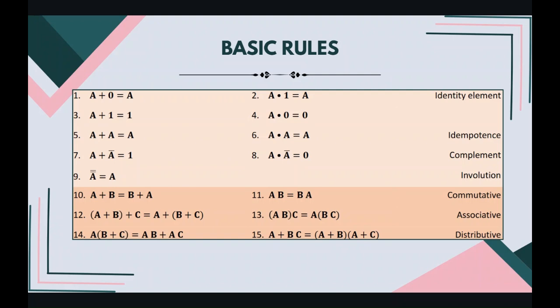Fifth, the commutative laws state that the order of variables doesn't matter in AND or OR operations. This is similar to basic arithmetic where 2 plus 3 equals 3 plus 2. Sixth, the associative laws allow us to group variables differently without changing the result. This helps when simplifying complex Boolean expressions. Last but not least, let's take a look at the distributive laws. Just like in regular algebra, Boolean algebra follows the distributive property. This is useful when expanding or factoring expressions.